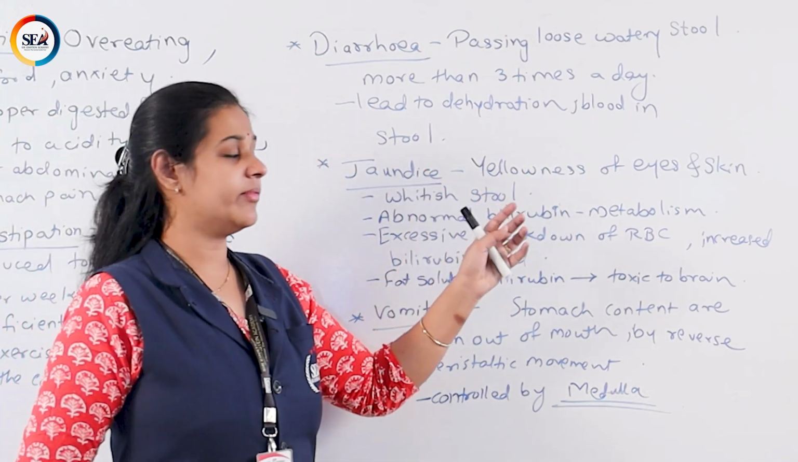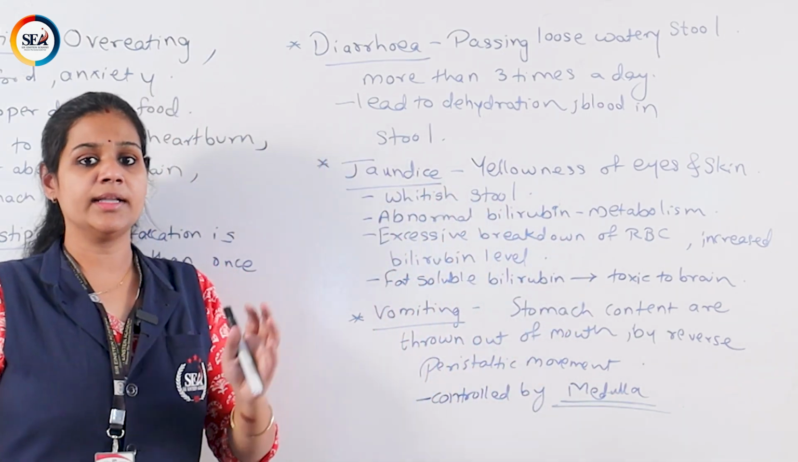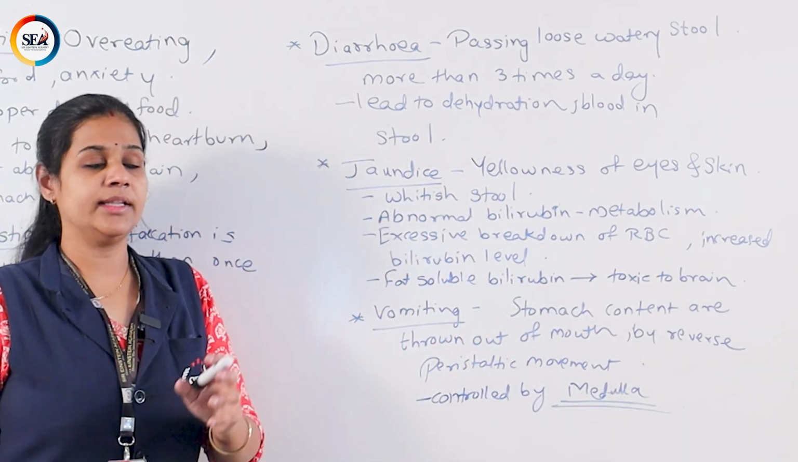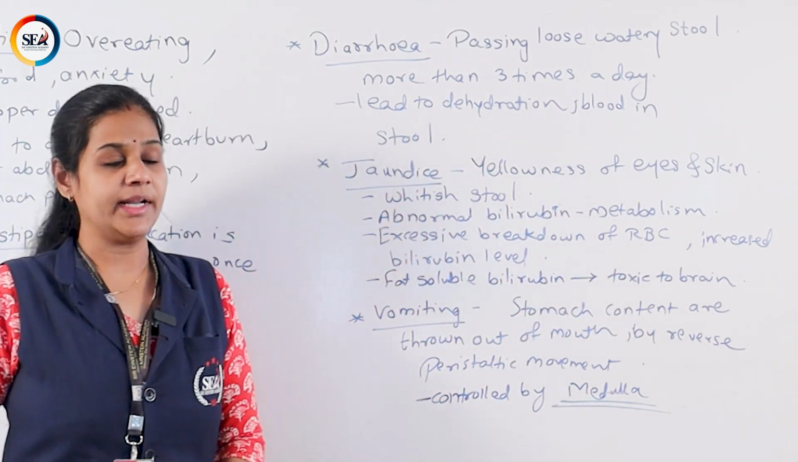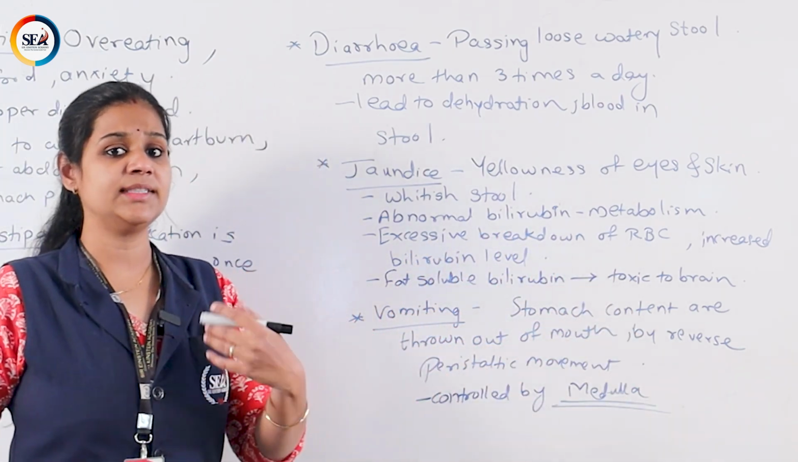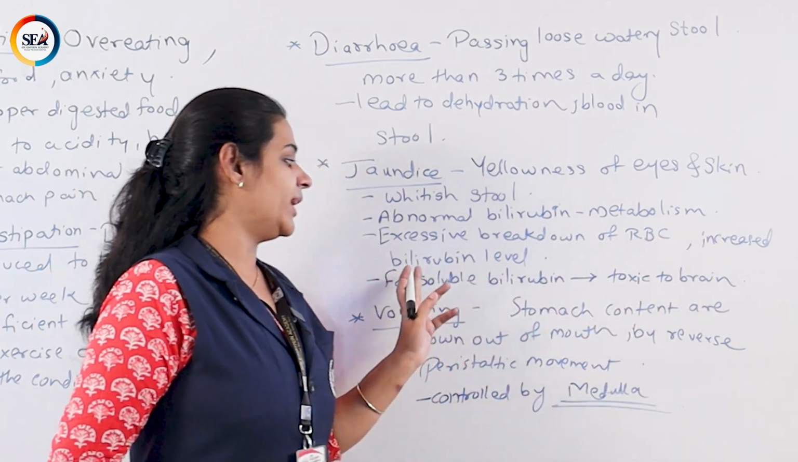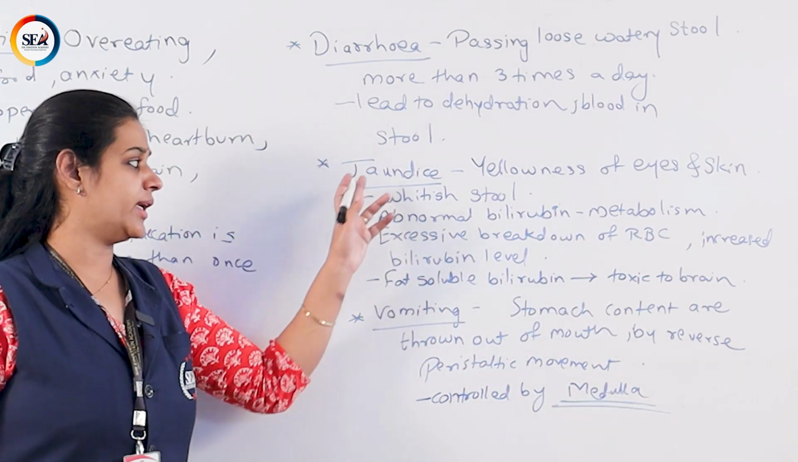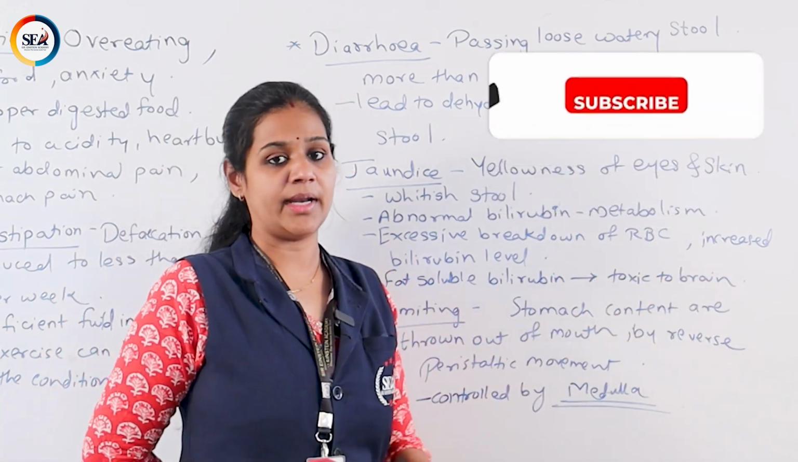Next, jaundice. If there is yellowness of the eyes and skin and white stool is passed, then the condition is called jaundice. Abnormal bilirubin production or metabolism can lead to jaundice. Excessive breakdown of RBCs takes place, that is red blood cells are broken down more than normal. Increased bilirubin level also takes place in jaundice. Fat soluble bilirubin is usually toxic to the brain.